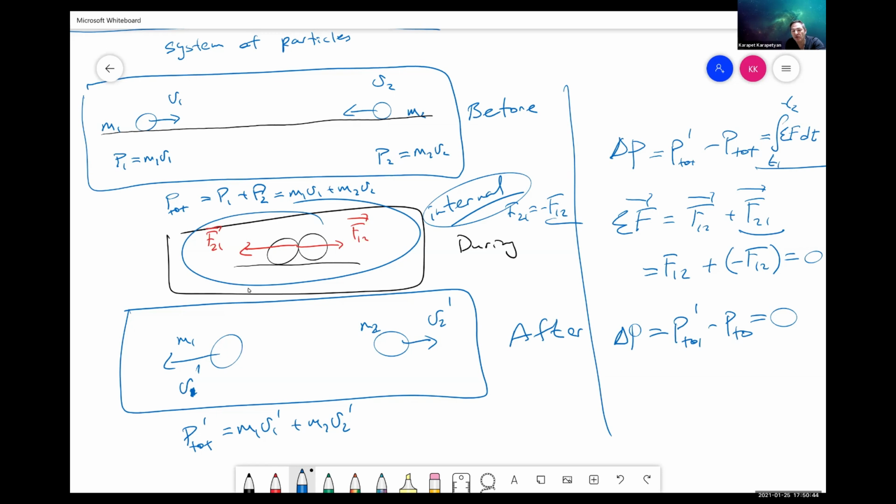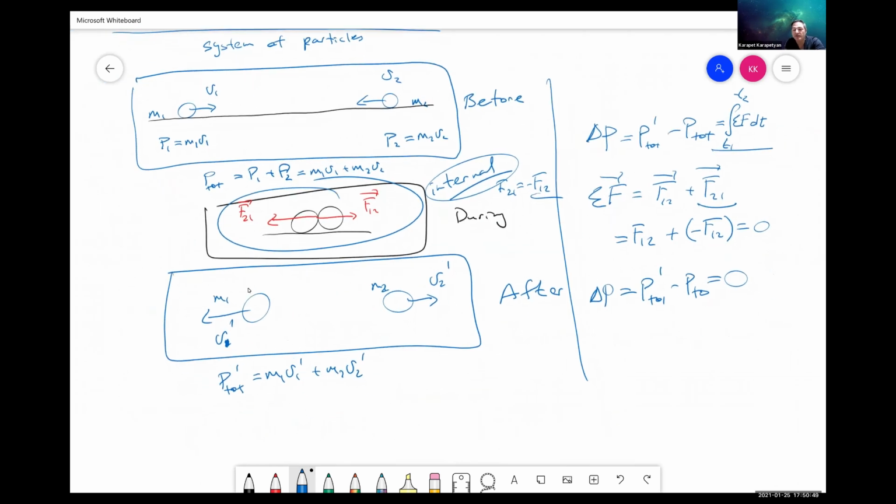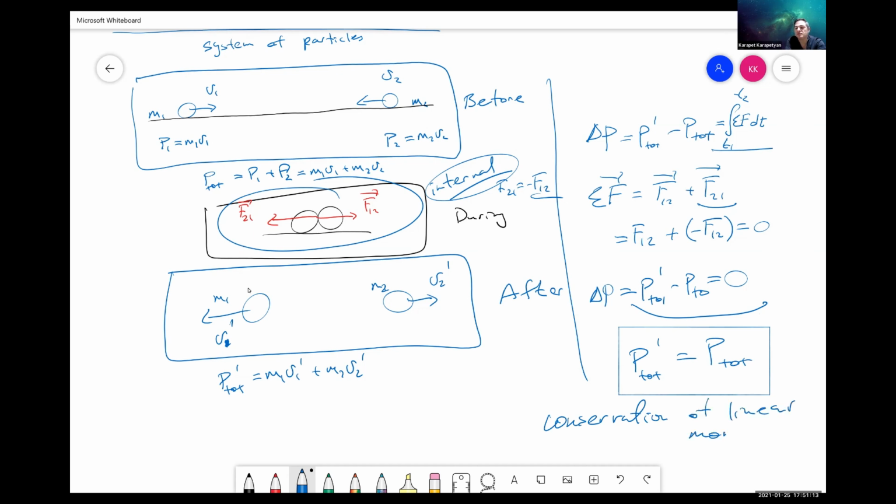And if there is no net force or no external forces acting on it, or all the forces are internal, then what I can have here is this. That means there's no change in momentum, which means momentum total prime equals momentum total unprime. That means momentum before and after of the system is exactly the same. And this is what we have for the conservation of linear momentum. That means system momentum is conserved before and after collision.